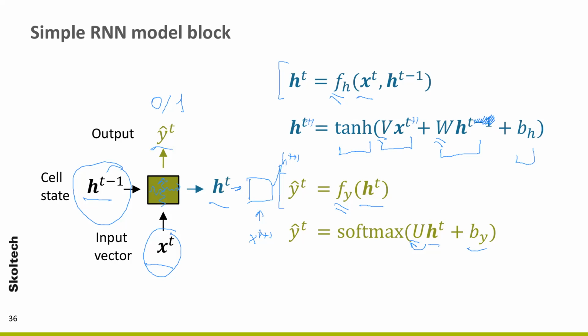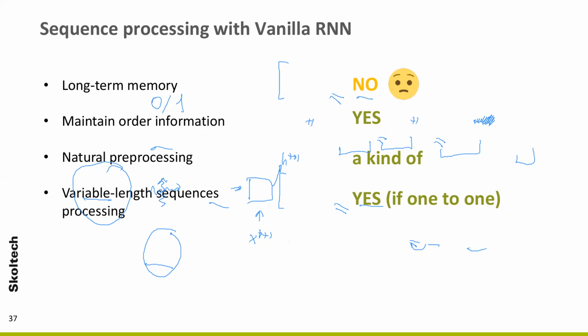So to produce h_{t+1}, we have the hyperbolic tangent of the sum of V times x_{t+1} plus W times h_t plus the bias vector or scalar. From these simple blocks, we construct the whole sequence process, and we don't care about the length.